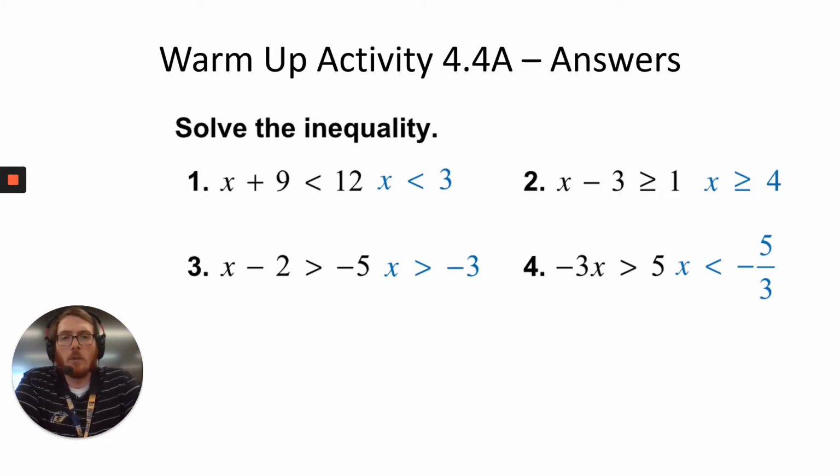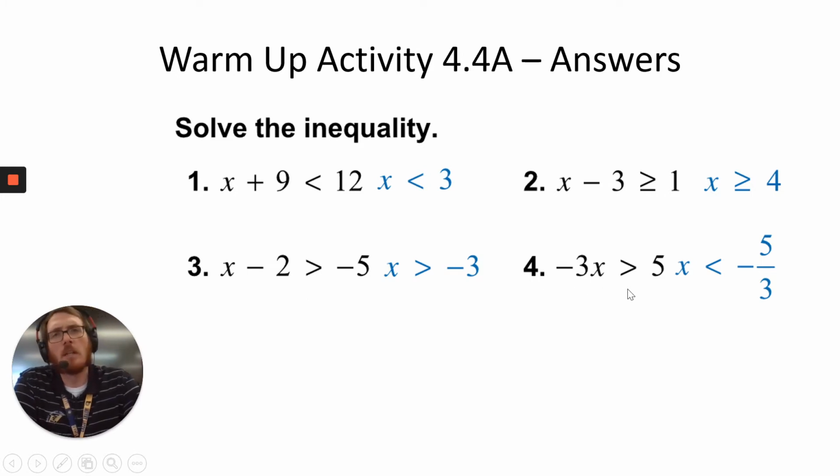If you look at these 4 questions, the most common mistake is on number 4. Like 1 and 2, number 1, you should subtract 9 on both sides. Number 2, you add 3 to both sides. You subtract or add 2 to both sides on number 3. But on number 4, it's multiplication. You have to divide by -3.